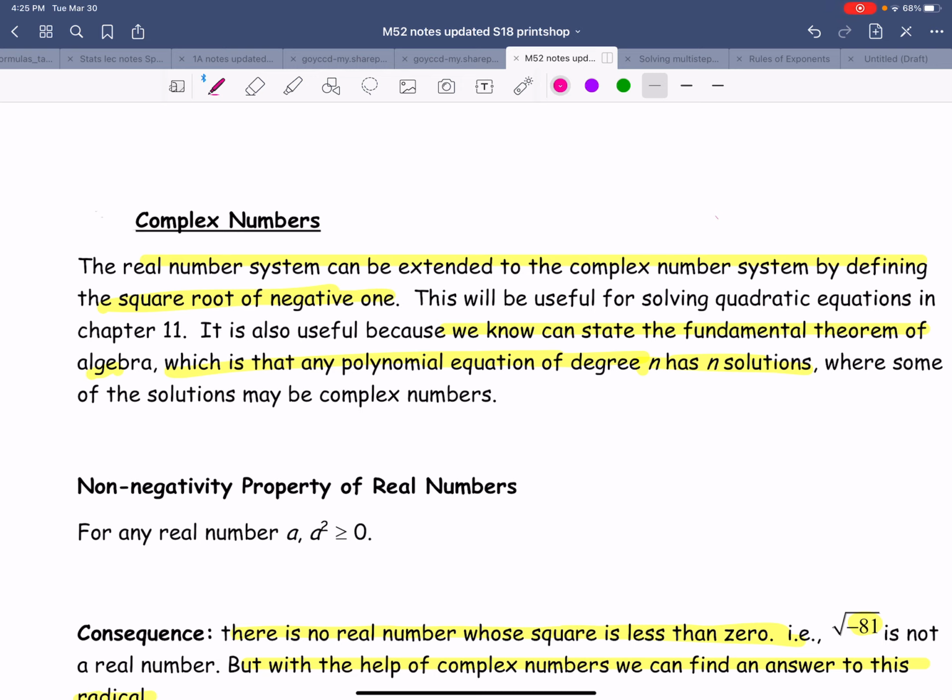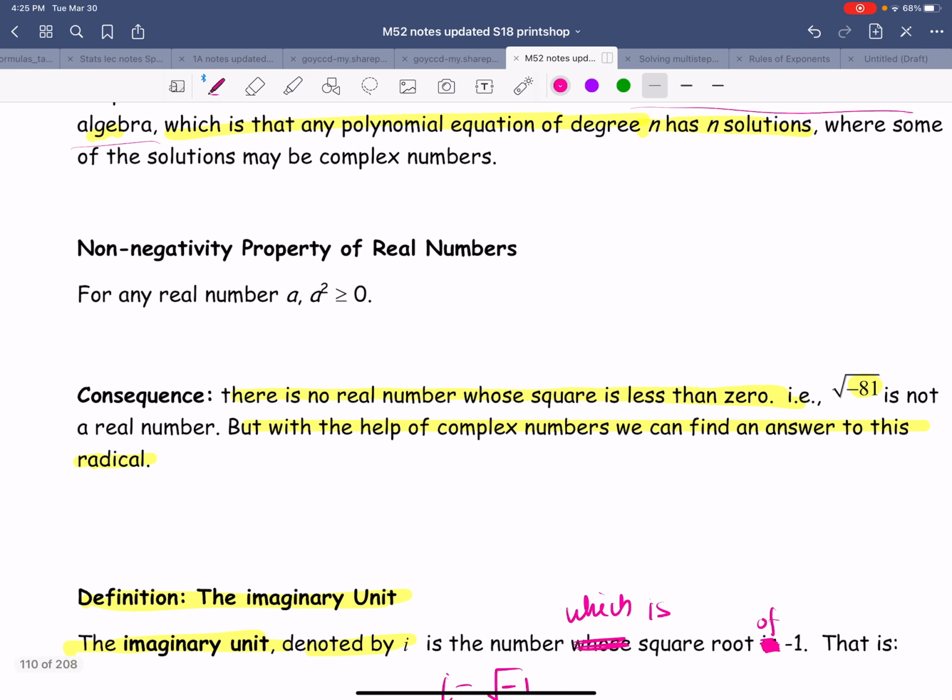This is especially useful when we learn the fundamental theorem of algebra, which states that any polynomial of degree n has n solutions. Some may be complex solutions. Not all solutions have to be real solutions. There is no real number whose square is less than 0.